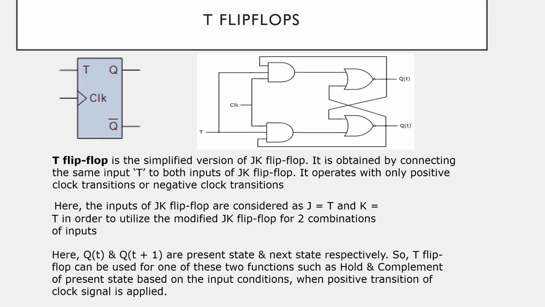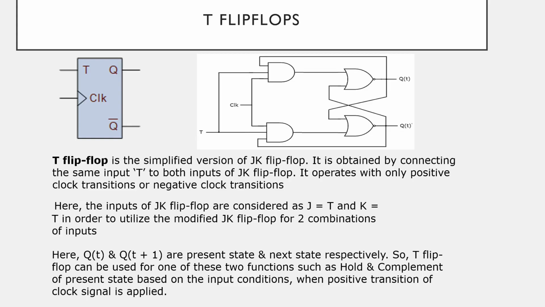T flip-flops. T flip-flop is a simplified version of JK flip-flop. It is obtained by connecting the same input T to both inputs of JK flip-flop. It operates with only positive clock transitions or negative clock transitions. Here the inputs of JK flip-flop are considered as J equal to T and K equal to T in order to utilize the modified JK flip-flop for 2 combinations of inputs.